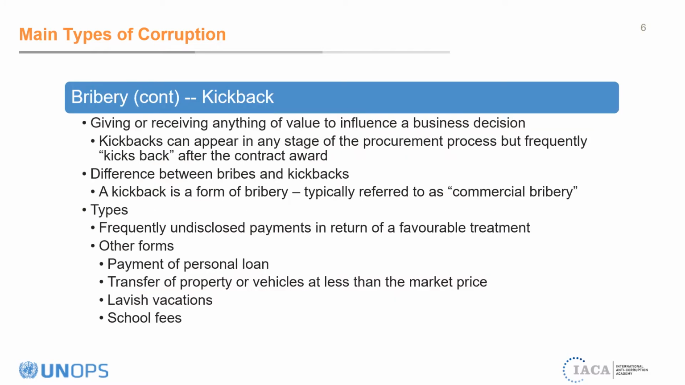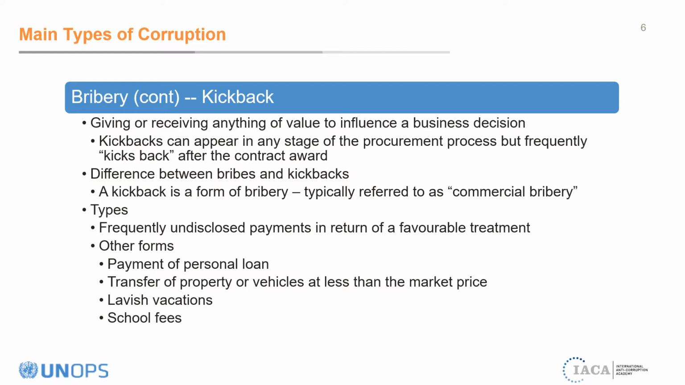Now, one type of bribe that we see in public procurement is a kickback. A kickback is giving or receiving anything of value to influence a business decision, typically an award of a contract. Kickbacks can appear in any stage of the procurement process, but there's frequently a kickback after contract award. So, for example, a subcontractor that would otherwise be inferior and wouldn't get a subcontract on a public contract would offer a bribe to the prime contractor in return for the prime contractor giving the subcontractor a subcontract award. After the prime contract is awarded, the work begins. The subcontractor will then give the prime contractor a share of its revenues, a kickback, in return for the award of the subcontract.